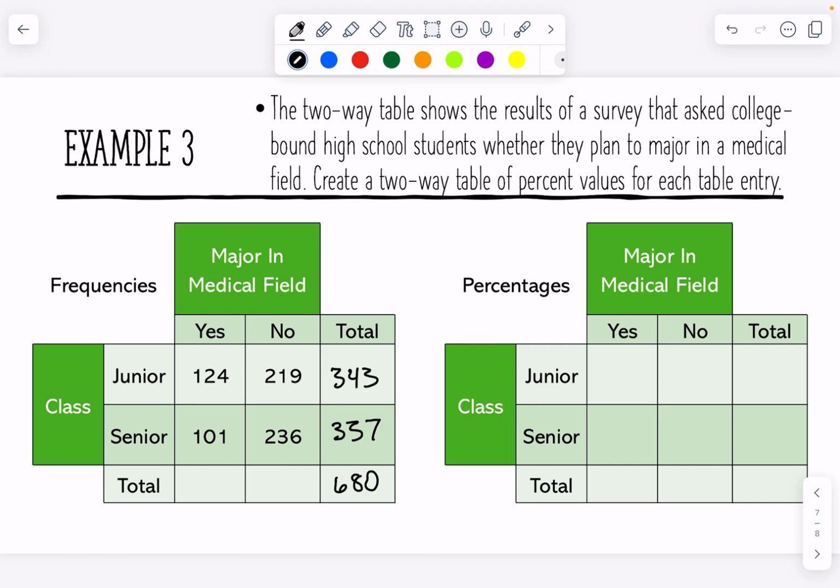Now I'm going to add the columns. 124 plus 101, this is the number of people that said they would major in a medical field. That would give me 225. And then 219 plus 236 is going to give me 455 for the total number of people that will not be majoring in a medical field.